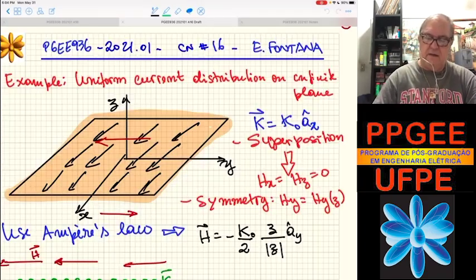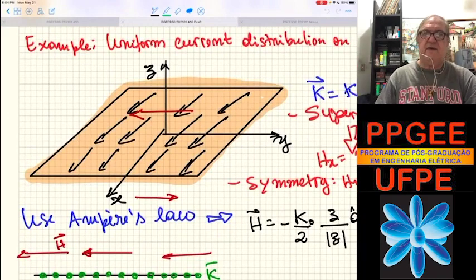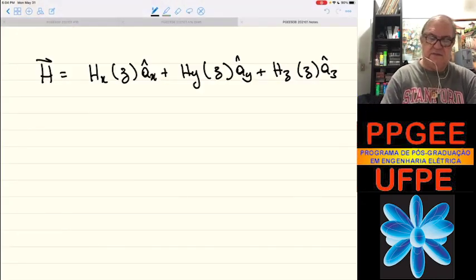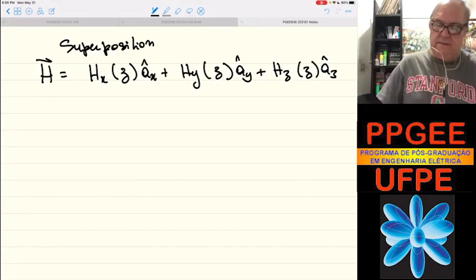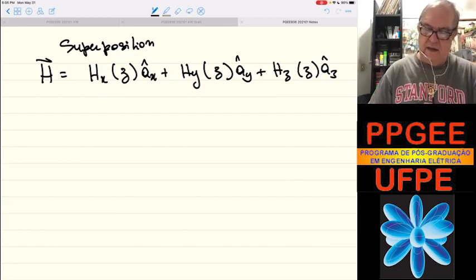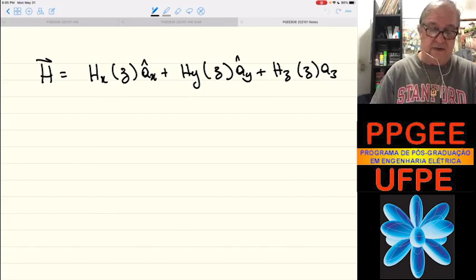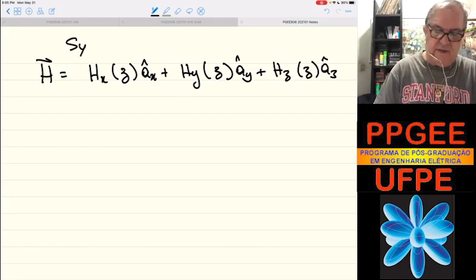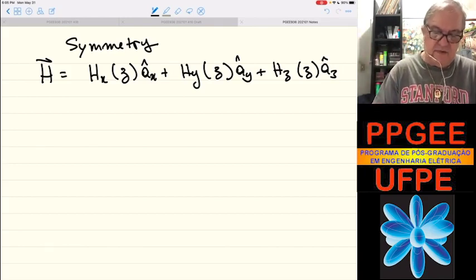Okay, so that's what we have from symmetry. I'm sorry, from symmetry operations. Then you go to Biot-Savart and the right-hand rule together, or Biot-Savart if you want, superposition.